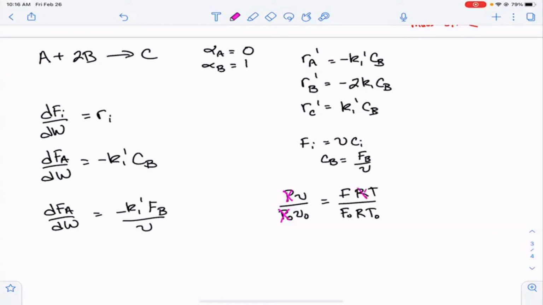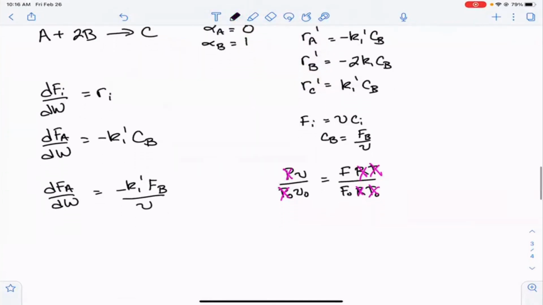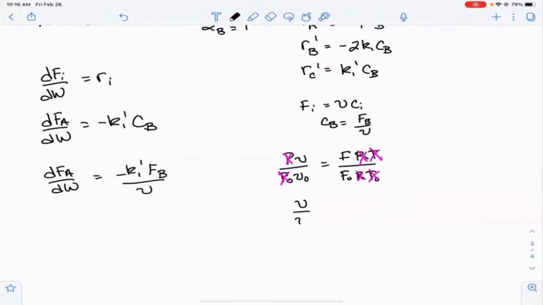And so then we know the R's cancel, and we're told it's isothermal, so the T's cancel. And then we're left with an expression that V over V0 just equals the total flow rate over the initial flow rate. And that is then equal to just FA plus FB plus FC over F0.